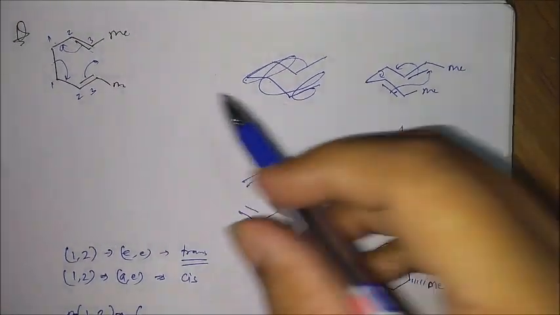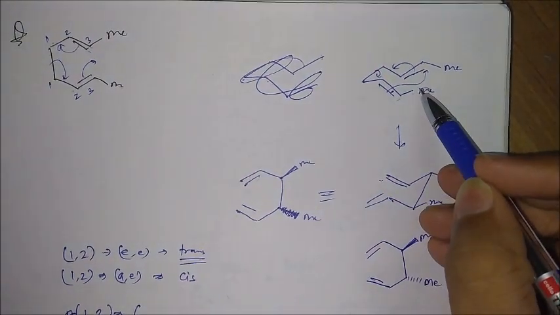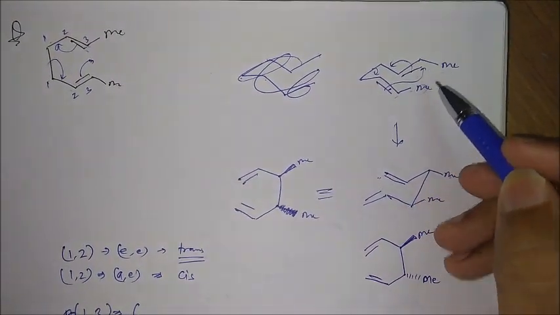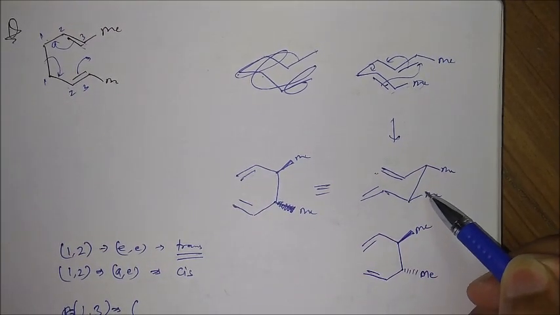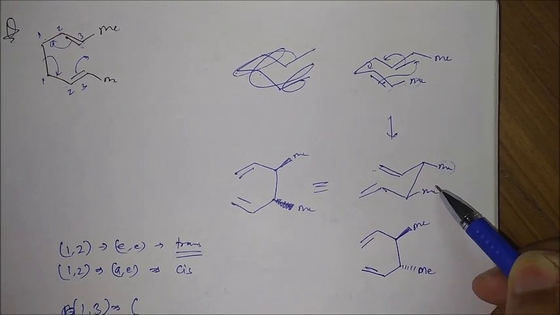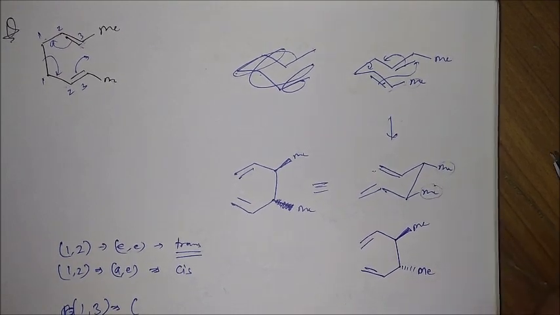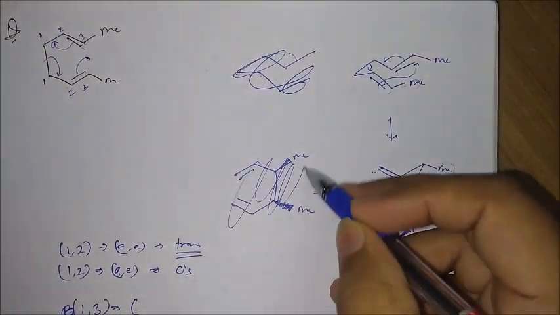And again, this is also trans, so you have to draw trans here. Now just form the bond, and you can see that when the bond is formed, this methyl group is going down and this one is going this side. So this is the equatorial position for this methyl group, and this is also the equatorial position for this methyl group. Now you can have two types of product. Just ignore this one, this is not correct.